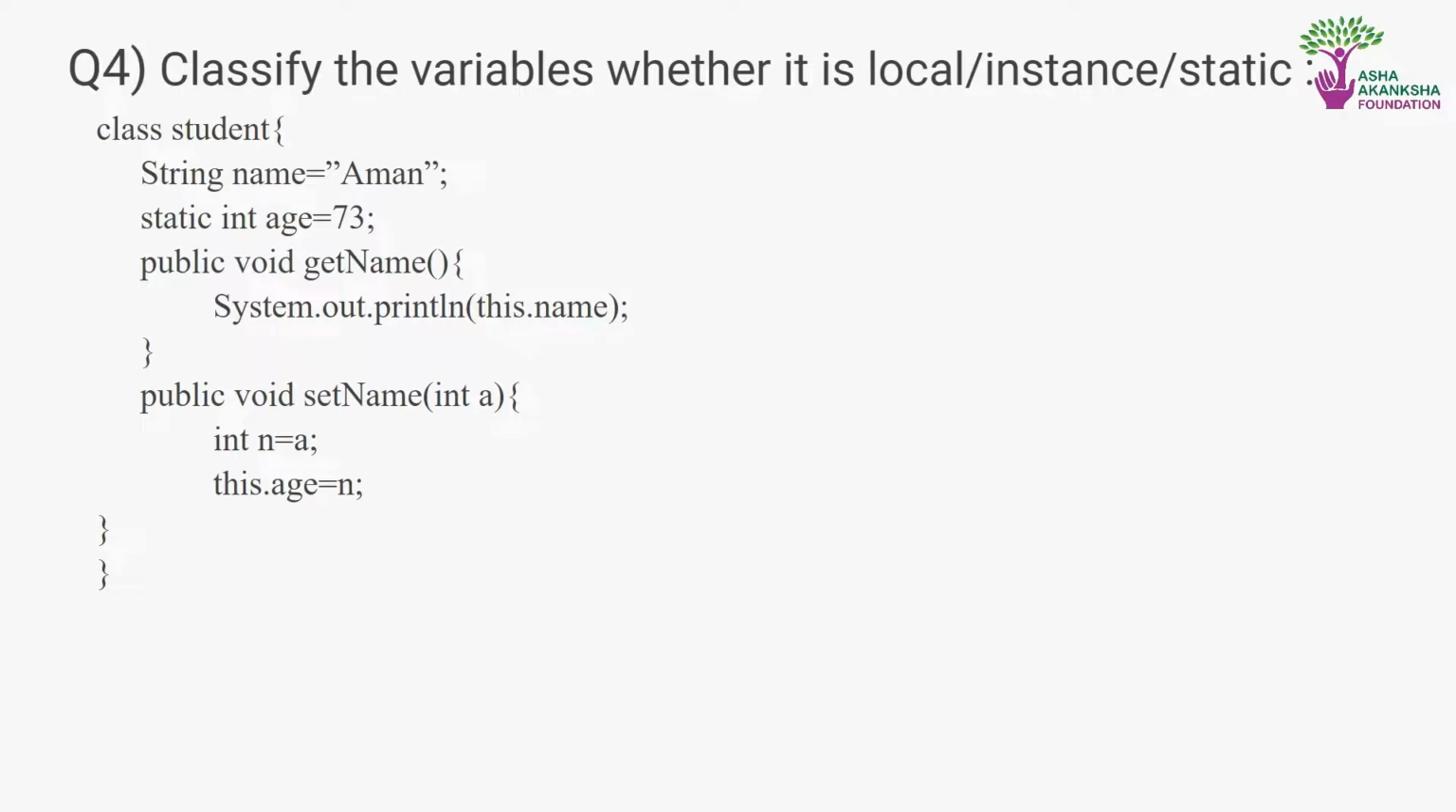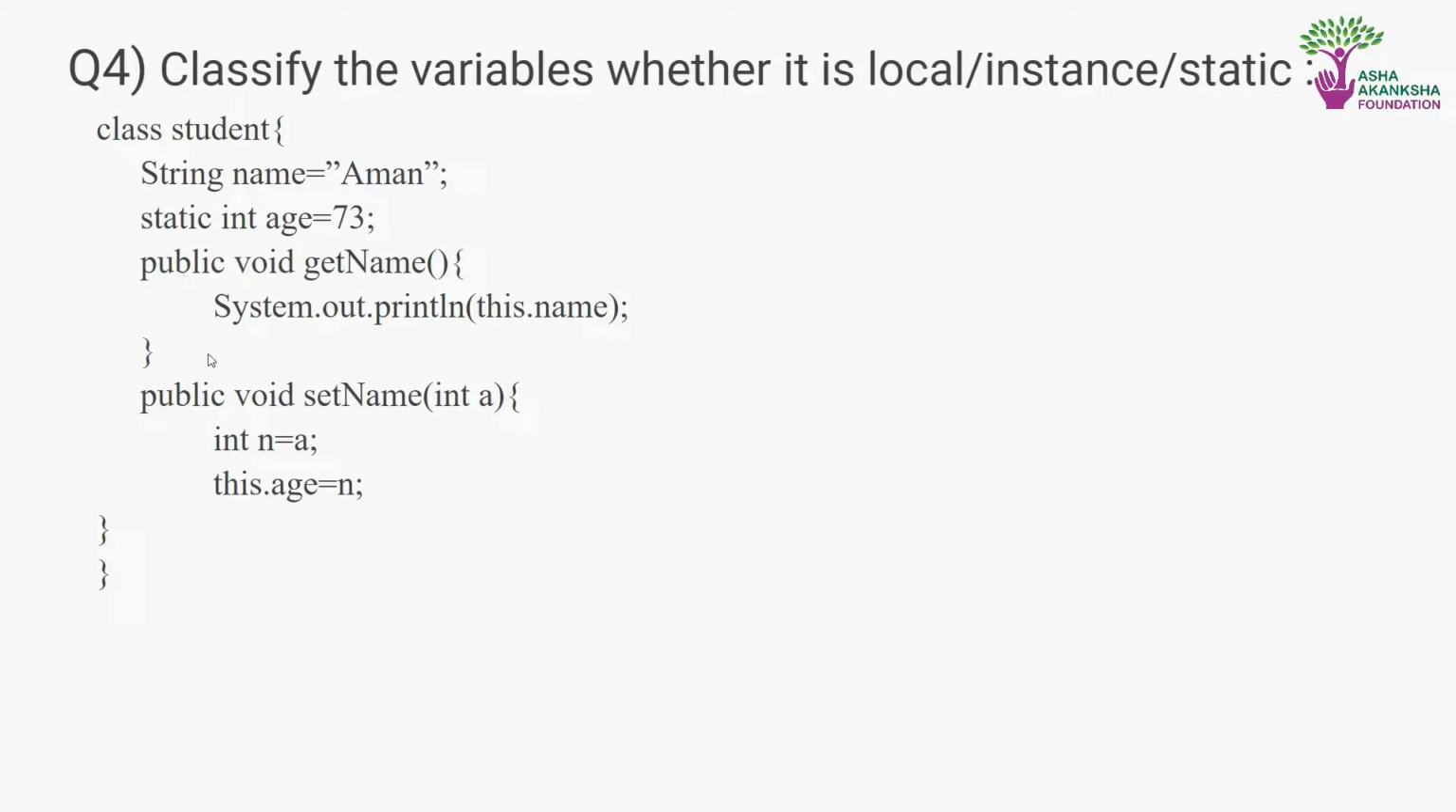The next comes question number 4. Classify the variables whether it is local, instance or static. Here we can see there are name, age, a and n. These are the 4 variables. Here string name Aman is of course an instance variable. This is a variable of the class but it is not static. Then age is a static variable.